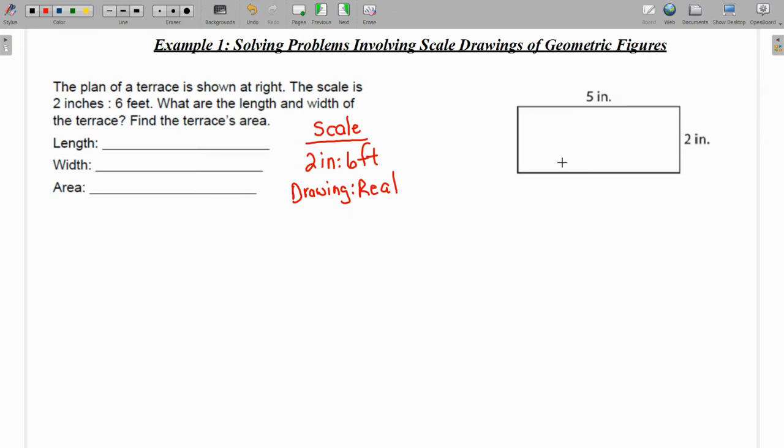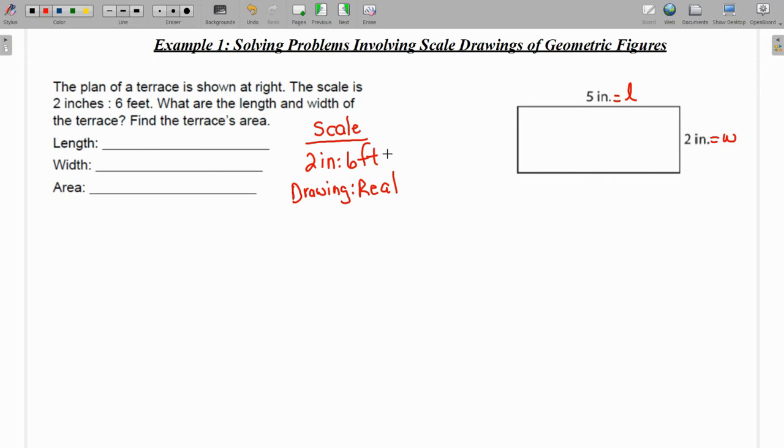Now, in our drawing over here to the side, we're told that our length is 5 inches. So I'm going to denote that with a small letter L. Our 2 inches is going to be our width. So what we're doing is comparing this. We want to take these dimensions that are 5 inches by 2 inches, and we want to find out what those dimensions would be in real life.